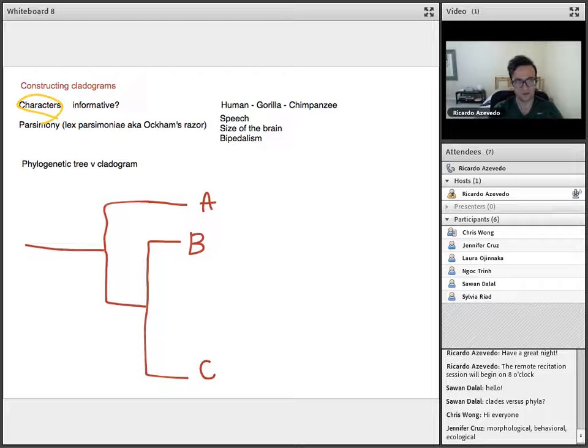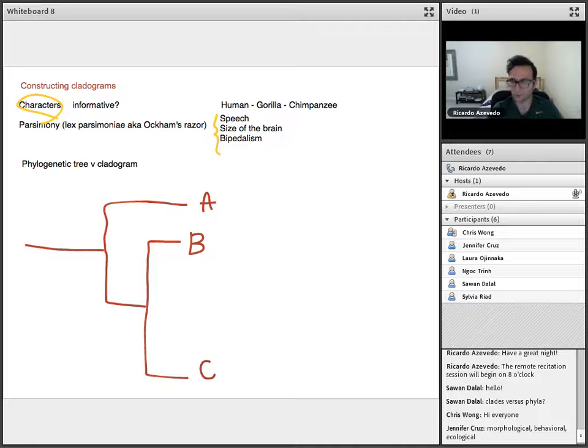So we have speech as a character. So we know that in human you have speech. In gorilla and chimpanzee you don't. They don't talk really, not in a way that can be classified as speech. They do communicate, of course. Size of the brain and bipedalism is the ability to walk upright.